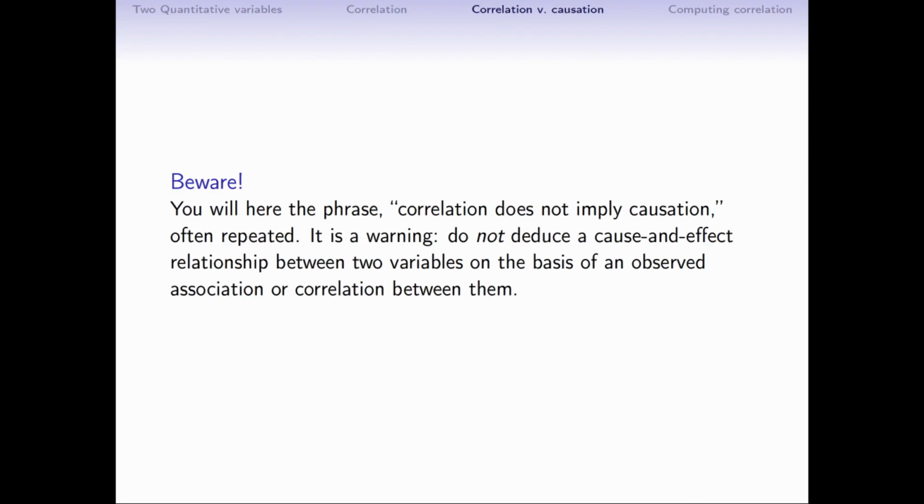This is a warning. It's warning us, do not deduce a cause and effect relationship between two variables on the basis of an observed association or correlation between them, even if that correlation is incredibly strong. Let's say very close to +1 and very close to -1. So the strength of an association and the direction of the association really have nothing to do with a causal relationship. So the mere observation of a correlation is not enough to imply causality. So just be careful with that. Okay, so just a word of caution on that.